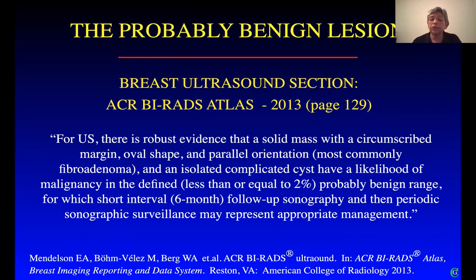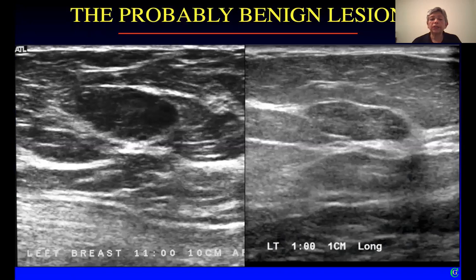For ultrasound, there is robust evidence that a solid mass with circumscribed margins, oval shape, parallel orientation, and an isolated complicated cyst have a likelihood of malignancy in the defined less than or equal to 2% probably benign range for which a short interval follow-up sonogram is indicated. So lesions like this on ultrasound, where it's horizontally oriented, has circumscribed margins, it's hypoechoic, and here again, a horizontally oriented lesion with circumscribed margins.